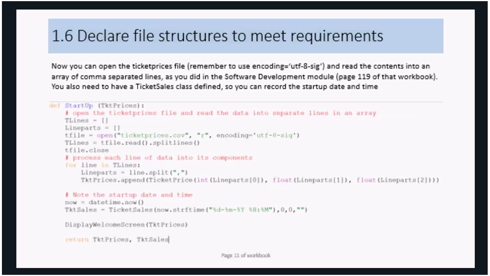Now you can open the ticket prices file and remember to use this encoding equals UTF-8 sig. Read the contents into an array of separated lines, and I'm just reminding you how that went back in the software development course on page 119 of the blue workbook if you need a reference. You need to have a ticket sales class defined, and that's going to let you record the startup date and time. So we need both of our classes defined, our ticket prices and our ticket sales.